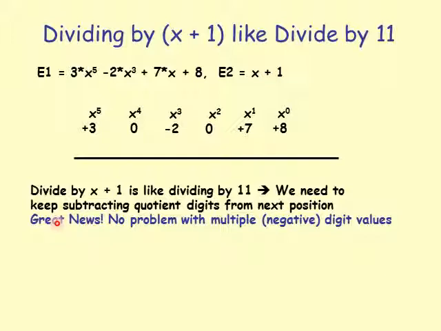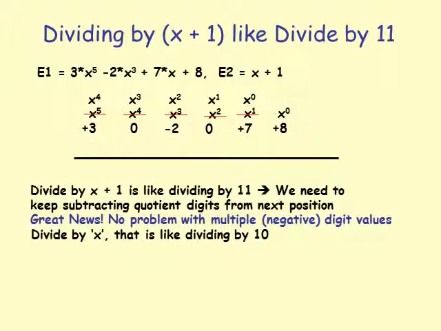Okay, so if the negative digit values come in, that's fine. We'll keep them. No adjustments for those. Dividing by x is just like dividing by 10. Let's see how we do that. We just did part of that.